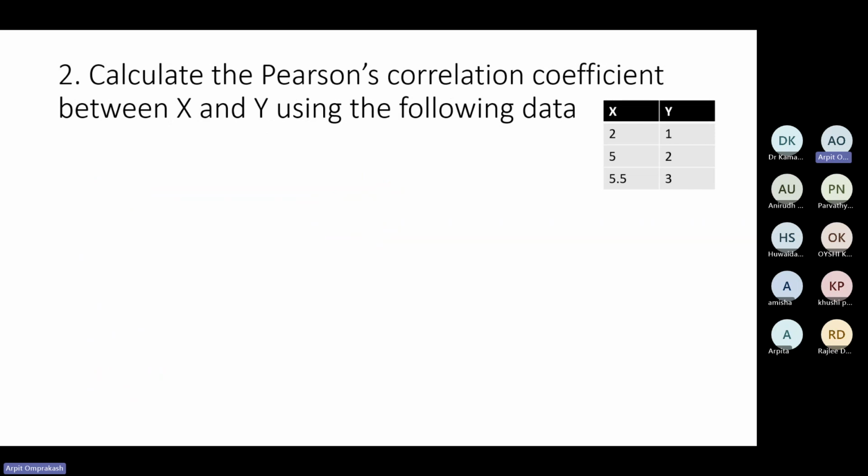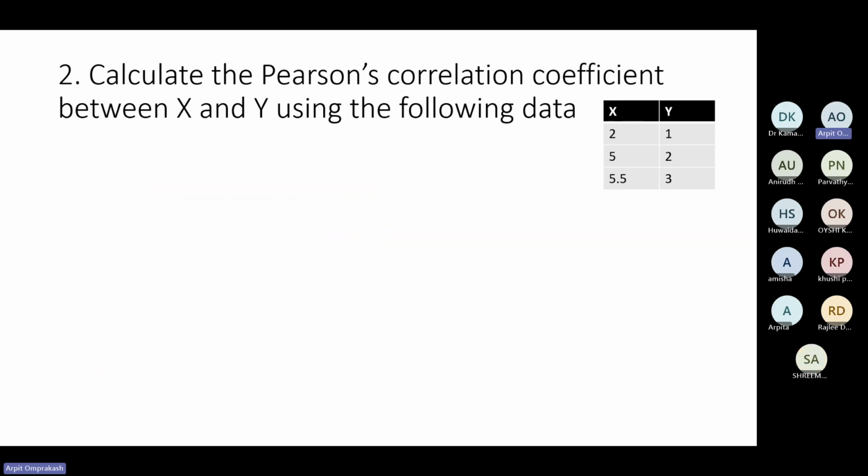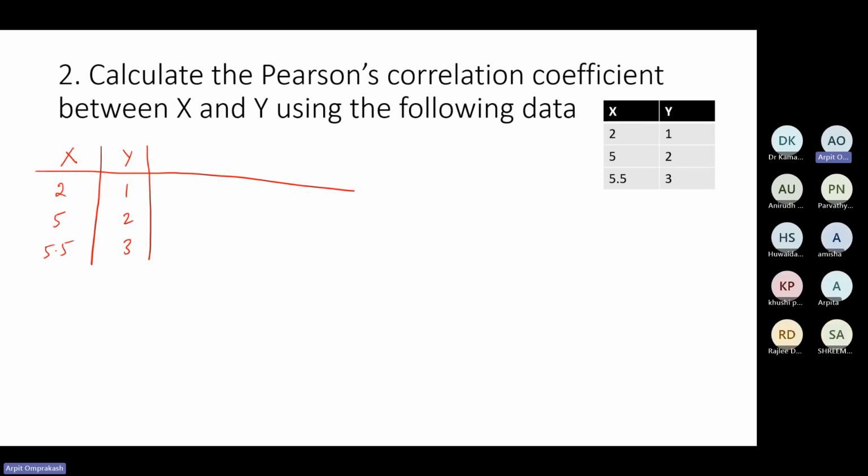Next: calculate Pearson's correlation coefficient between X and Y using the following data. Okay, so we have the data. Let's write it down. We have X and Y: X is 2, 5, 5.5 and Y is 1, 2, 3. To calculate the Pearson correlation coefficient, we'll do it by hand because in the exam you won't be given R to depend on. You will be given a calculator. So you need to calculate all these things by hand. That's what we'll do now.